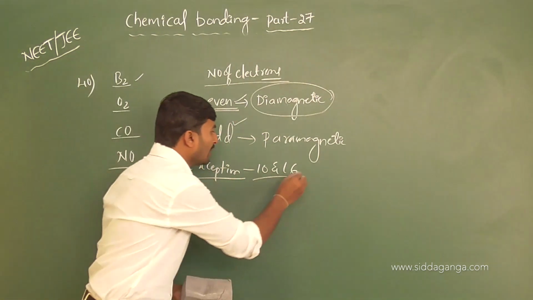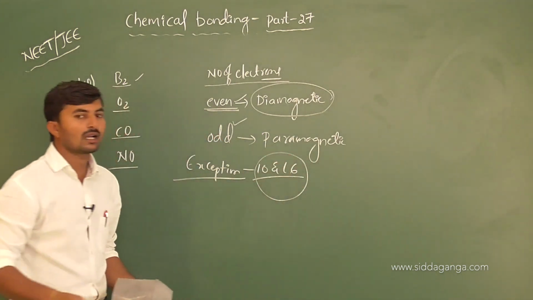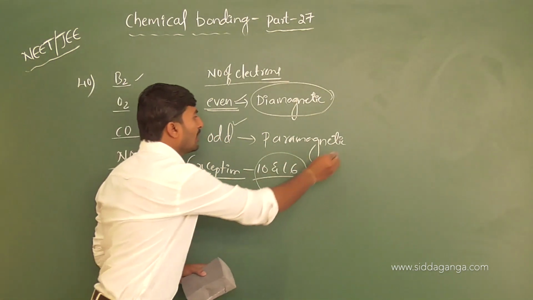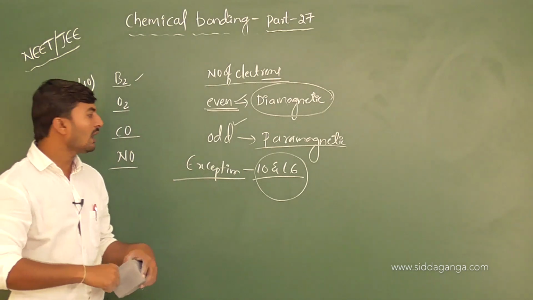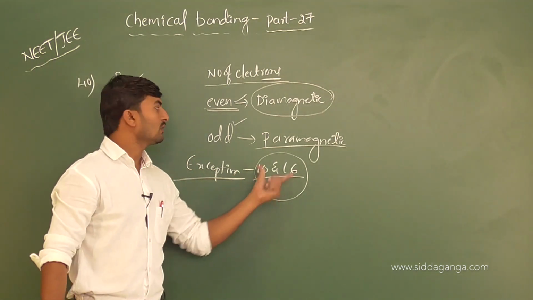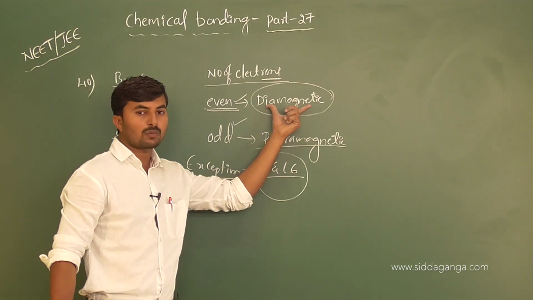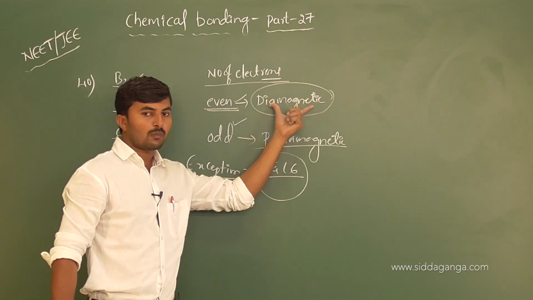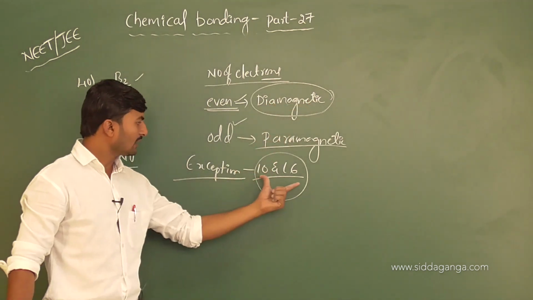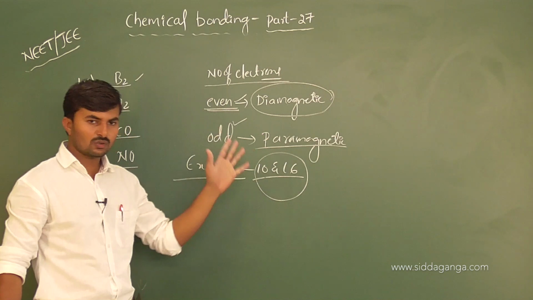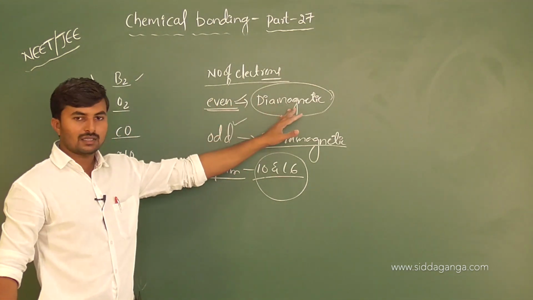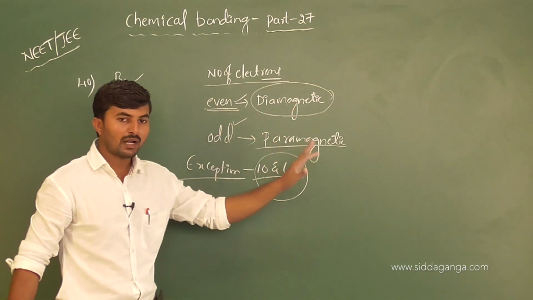When a 10 or 16 electron system comes, you can directly put it as paramagnetic. Even though they are even numbers, they cannot exhibit the diamagnetic property. Remember only these two, 10 and 16. Other than that, even numbers are diamagnetic as usual, and odd numbers are paramagnetic.